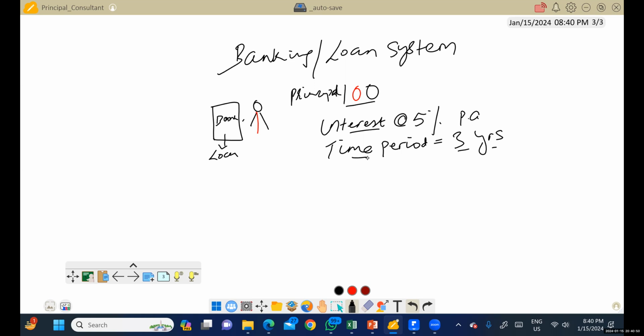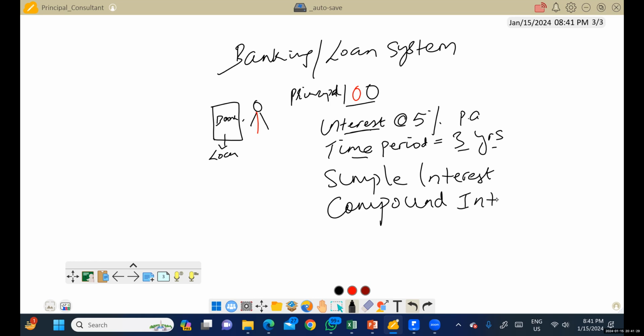Now, the customer has to know 2 things. This interest which the bank is charging, is it a simple interest or a compound interest? Let's understand the two.